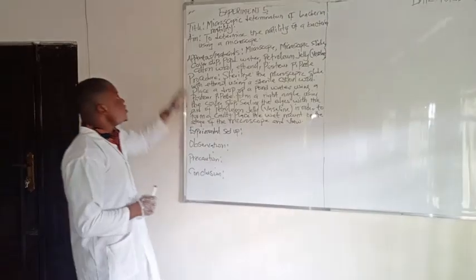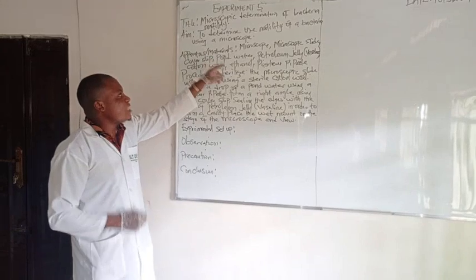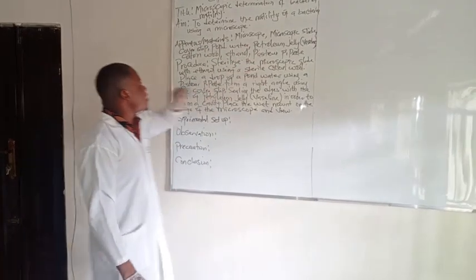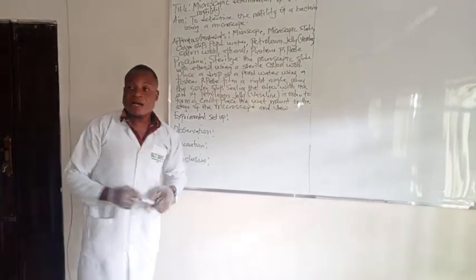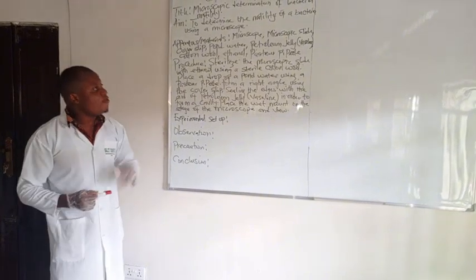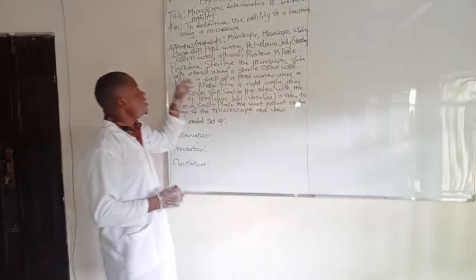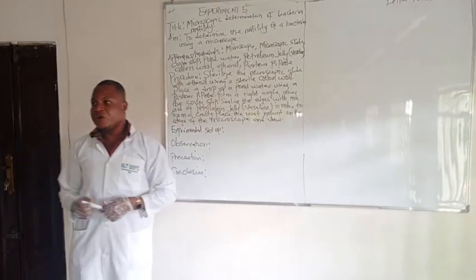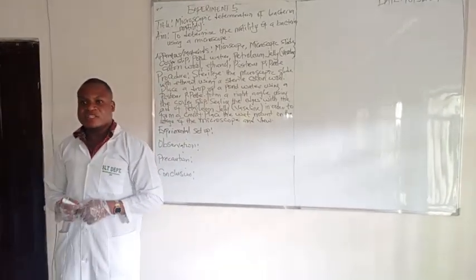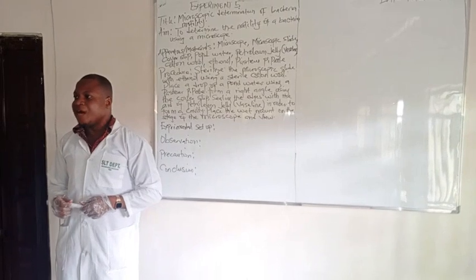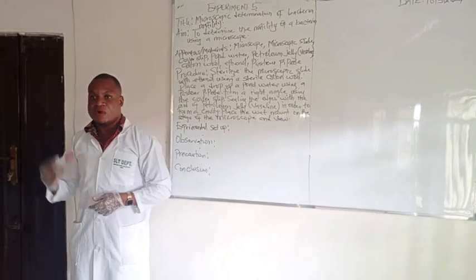Now, the apparatus, the materials we are using today are: microscope, microscopic slide, cover slip, pond water, petroleum jelly or Vaseline, cotton wool, ethanol, pasteur pipettes. Then the next thing is the procedure. The procedure is the method we use in arriving at observation and conclusion.